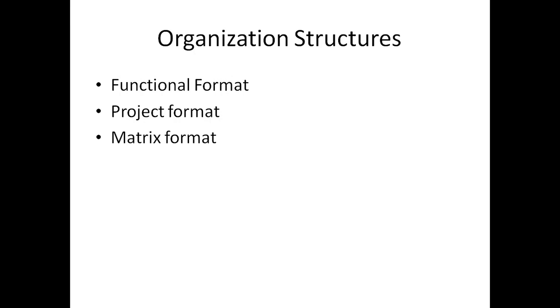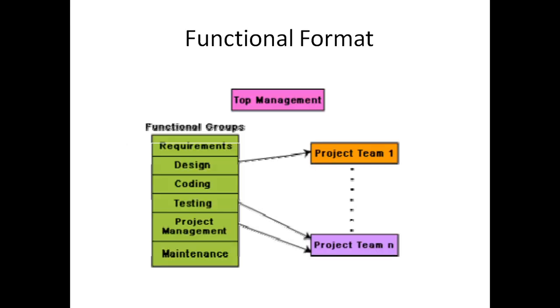Organization structure. So mainly there are three ways organizations are structured. One is the functional format, second is project format, and third is matrix format. So we will see these three structures.